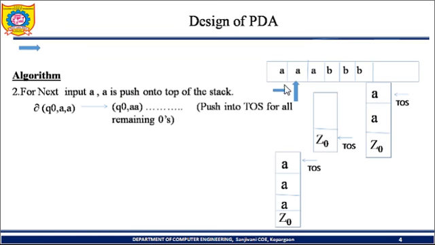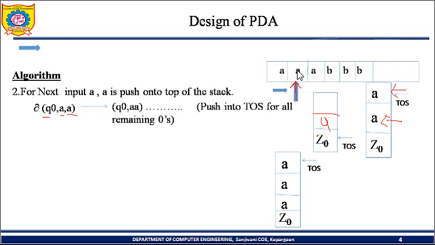After this, we point to the next A. The first A is over. For the next input A, Q0 is the current state. We have not changed the operation; we keep the same operation. After reading A, the current input symbol is A, and the top of the stack is also A, because only a single A is in the stack. For all A's we perform push operation. That's why we replace that single A with double A. Now the top of the stack will be like this.